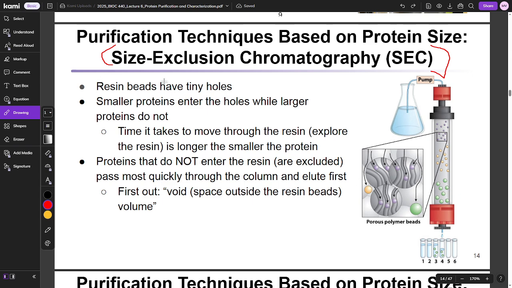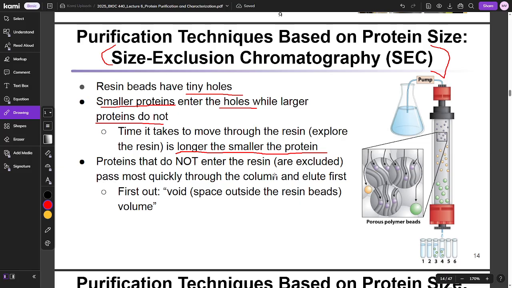That's exhibited here. Tiny holes. Smaller proteins enter holes, while larger proteins flow around the sides. Yeah, so smaller proteins, I read this completely wrong. Yeah, smaller proteins take longer to go through the resin. Makes sense because they get stuck in these beads here, in these little holes.